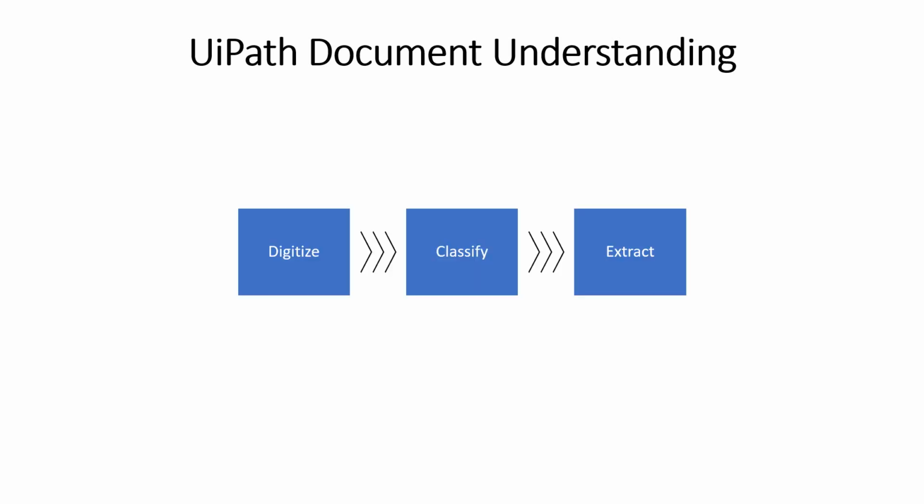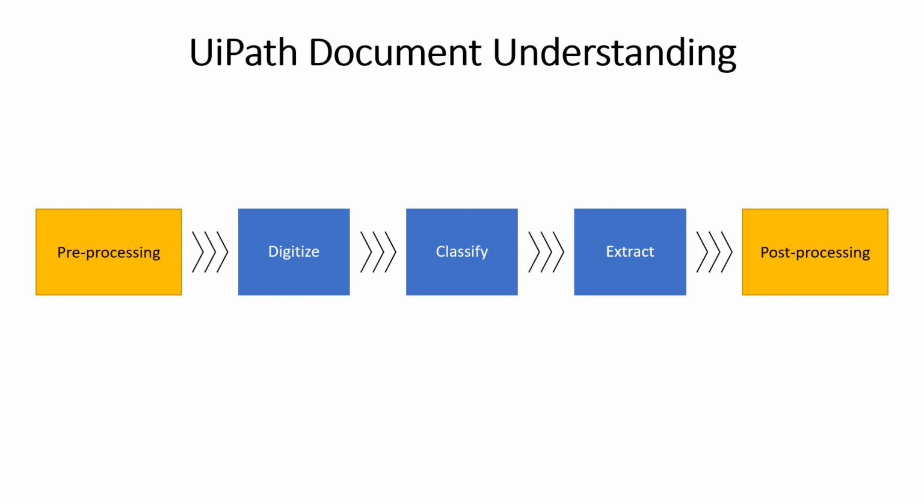So in the first video, we looked at document understanding, and we have the three main phases of document understanding, that is digitizing, classifying, and extracting information from documents. And on either end of these three activities, we have the pre-processing and the post-processing. In the pre-processing, we may prepare documents by scanning them or something like that. And in the post-processing, we are using whatever information we extracted from the documents for whatever the need for the process is.